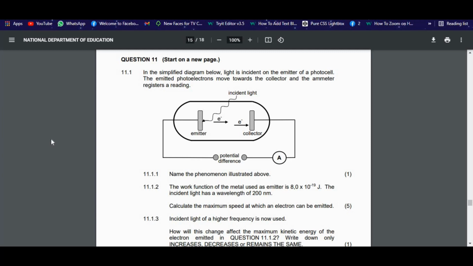Anyway, question 11. There were only 11 questions. This is the photoelectric effect question. It's the final question of your paper 1 exam. Let's read it together quickly. We won't go through all the questions because you can all read that, but let's just introduce the question for everybody watching. In the simplified diagram below, light is incident on the emitter of a photocell. The emitted photoelectrons move towards the collector and the emitter registers a reading.